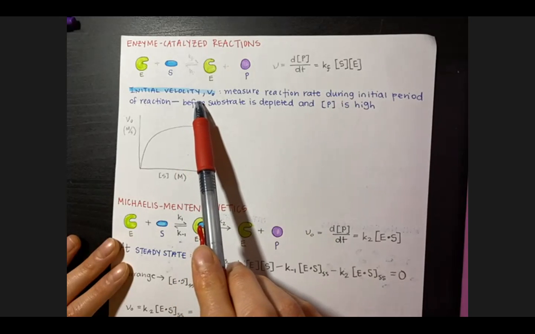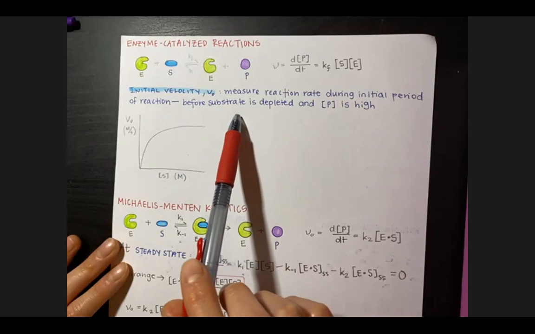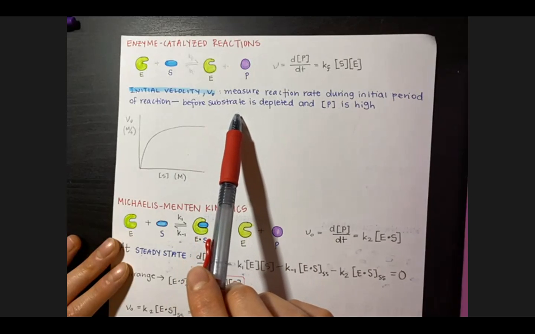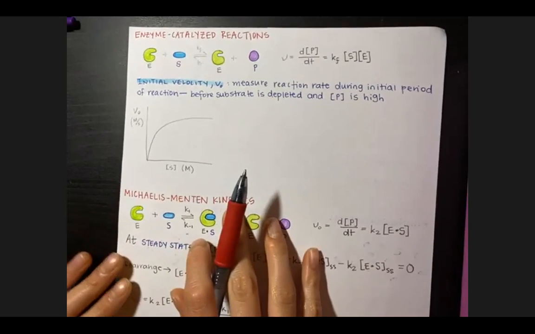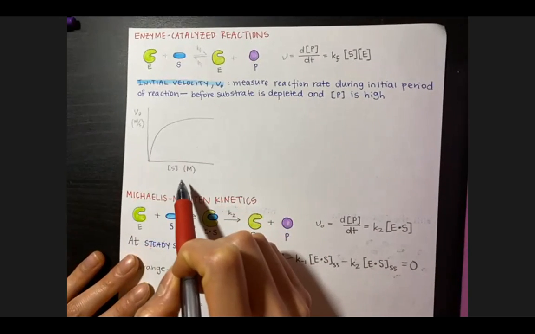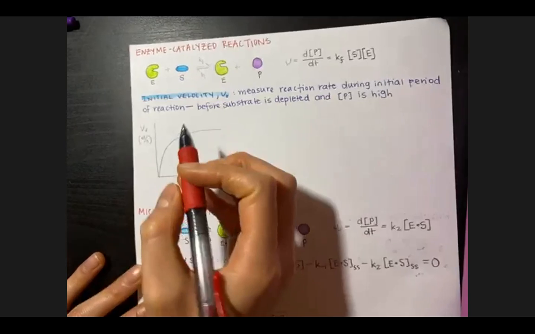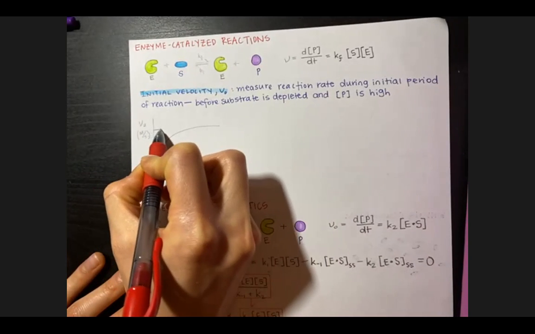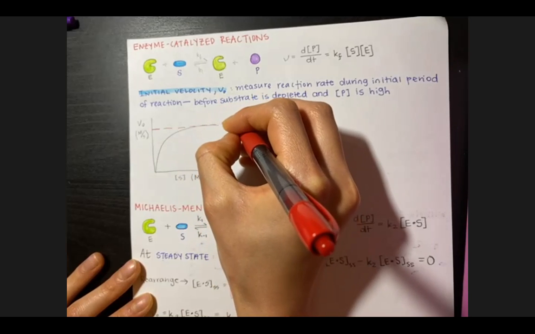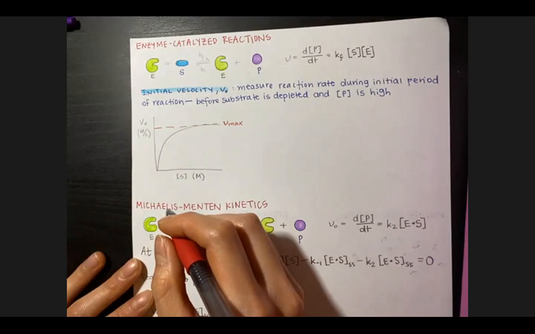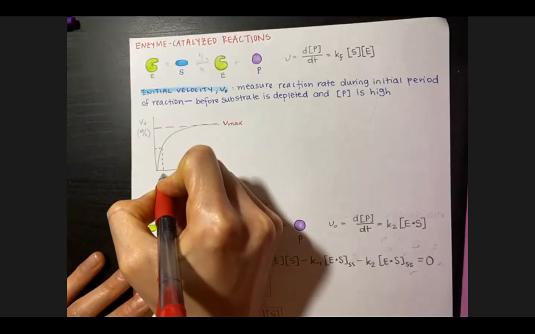To measure initial velocity, we can measure the reaction rate during the initial period of the reaction. So that is before the substrate is depleted and before you get too much buildup of product. And if we graph the initial velocity versus substrate concentration, so this is going to be molar per second and this is molar, you can see where there's an asymptote, that's going to be your Vmax. And the concentration of substrate at half of the max velocity is going to be your Km.